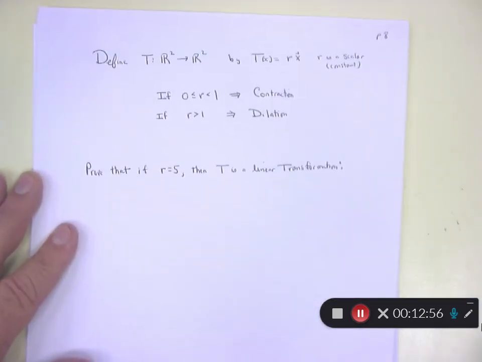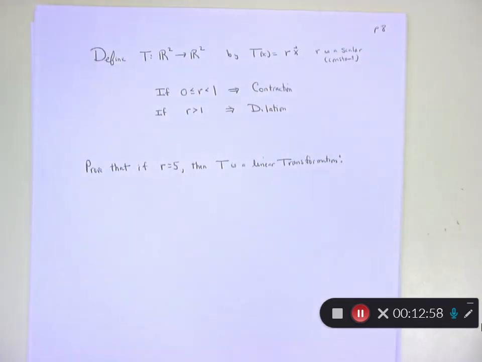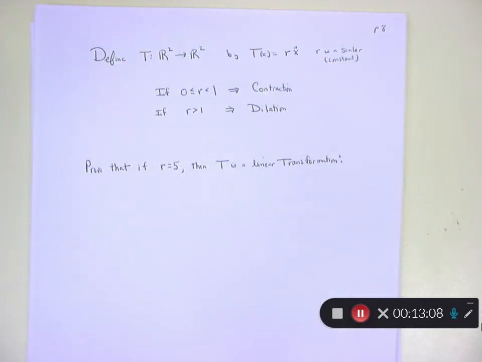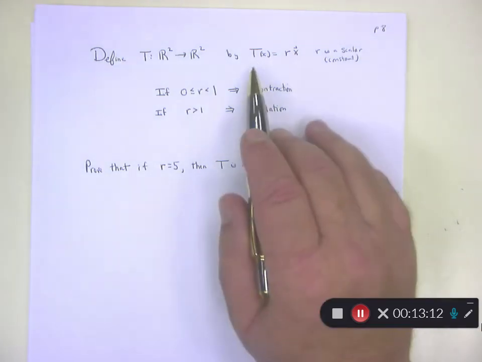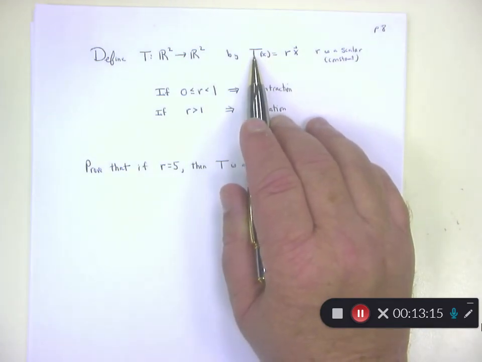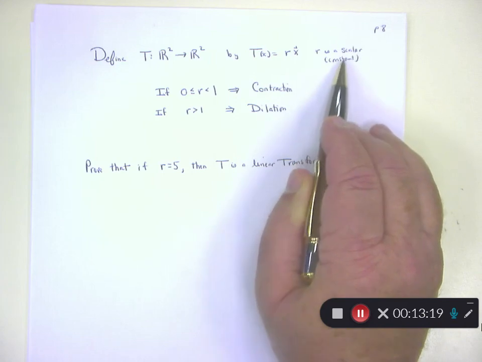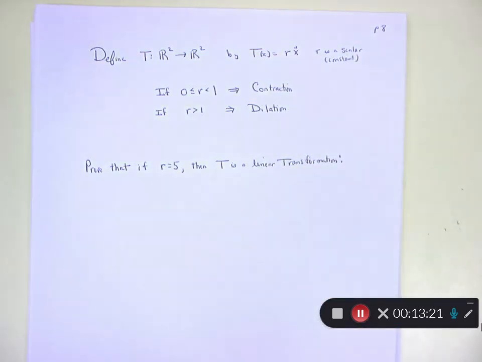So, here's one right here. Let's define T going from R2 to R2. Why R2? It's easier to draw. So R2 to R2 by this transformation: T of x is equal to r times x, where r is a scalar constant. So we're just doing what we call a scalar multiple.